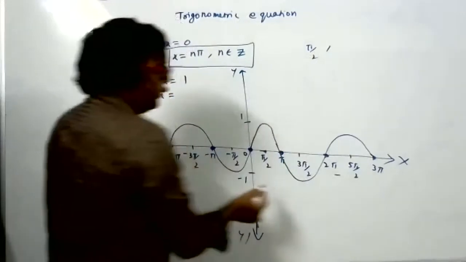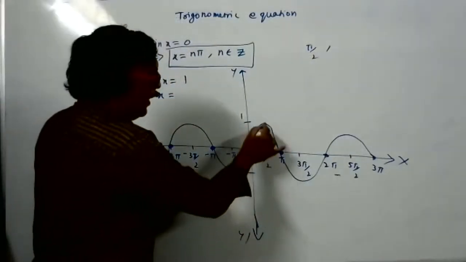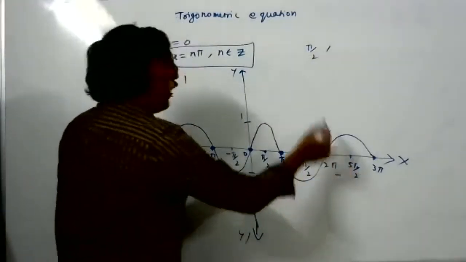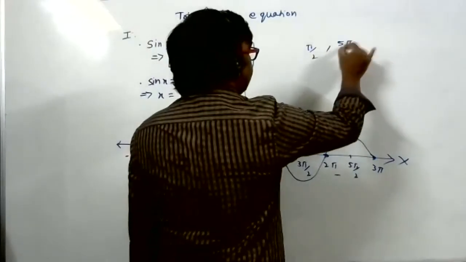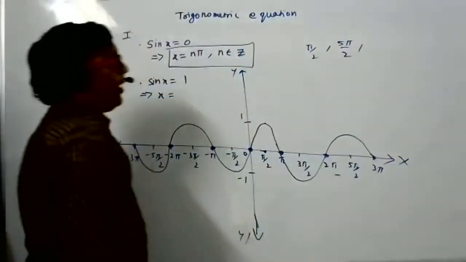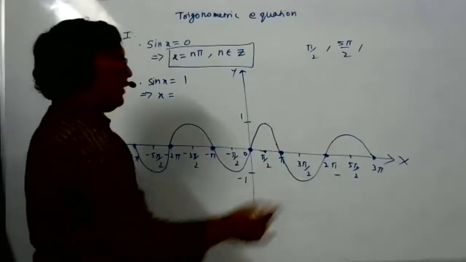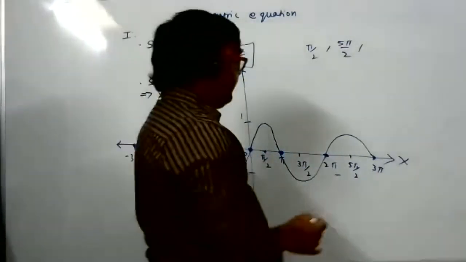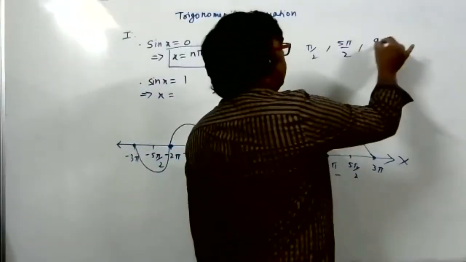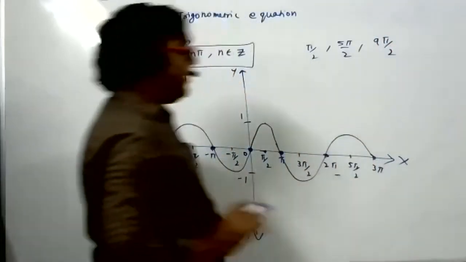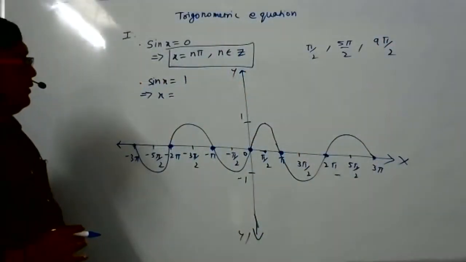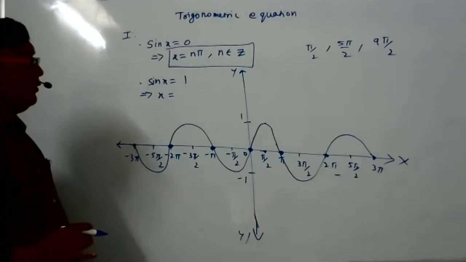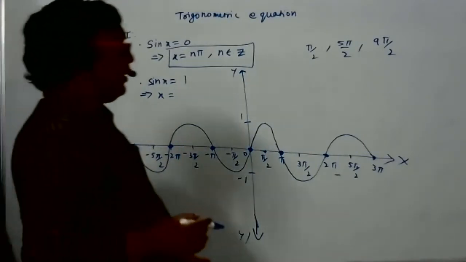Next is what? When it is 1, pi by 2 and 5 pi by 2. Next will be which angle? Pi by 2, 5 pi by 2. Next will be what? See the pattern. 7 pi by 2 or 9 pi by 2? 9 pi by 2, correct na? Not correct? It's 4n plus 1, no, sir. So 9 pi by 2.